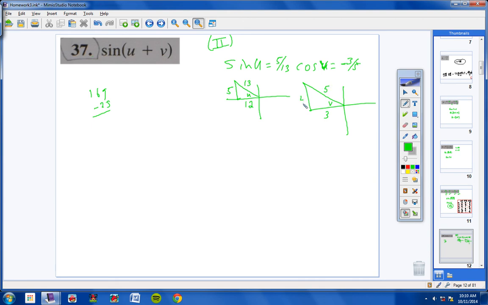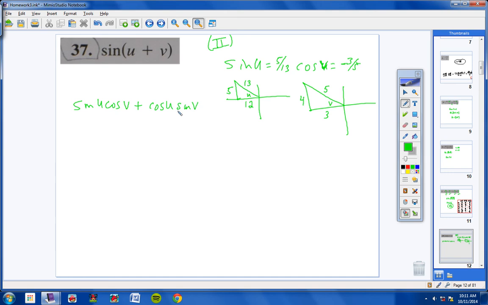Okay, that's a big help to us. Now we can continue on, okay? All right, here we go. So we have sine of two angles being added. That's sine, cosine, cosine, sine. So we have sine, cosine, plus cosine, sine.